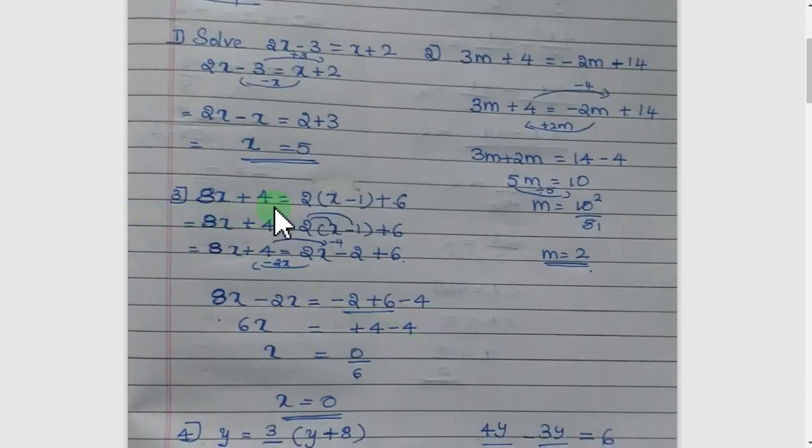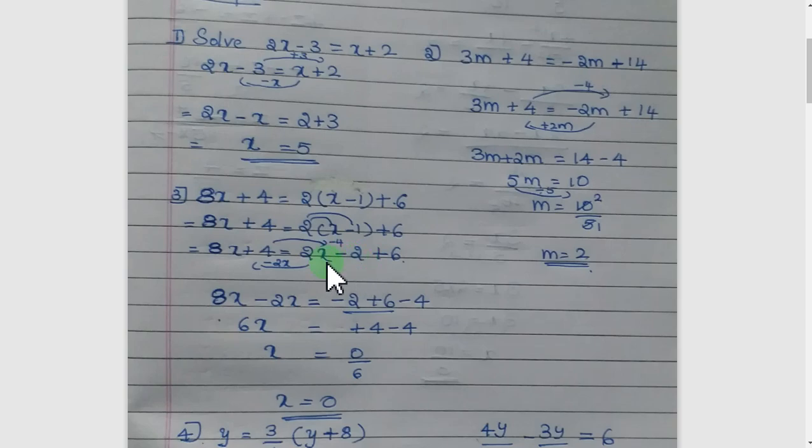Third question, 8x plus 4 is equal to 2 into x minus 1 plus 6. Before we take variables to another side, first of all we have to remove the bracket. In any equation, if a bracket is there, we have to simplify that first. Removing the bracket means multiplying 2 to both the terms which are inside the bracket. So next step, 8x plus 4 is as it is, equal to 2 multiplied to x, and 2 multiplied to minus 1, plus 6. In this step, 2 into x is 2x, 2 into minus 1 is minus 2, plus 6.